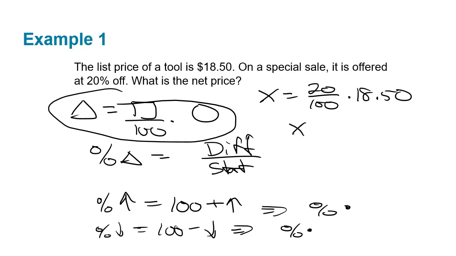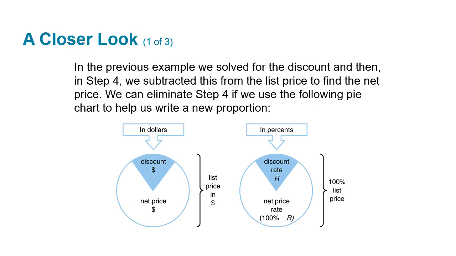So we slap into our calculators, right? 20 times 18.5 divided by 100, or we can get to the point where we go, this is just 0.2, right? So we can do 18.5 times 0.2 in our calculator and get 3.70. So that's what the discount is. Then we can subtract that from 18.50 and get 14.80.